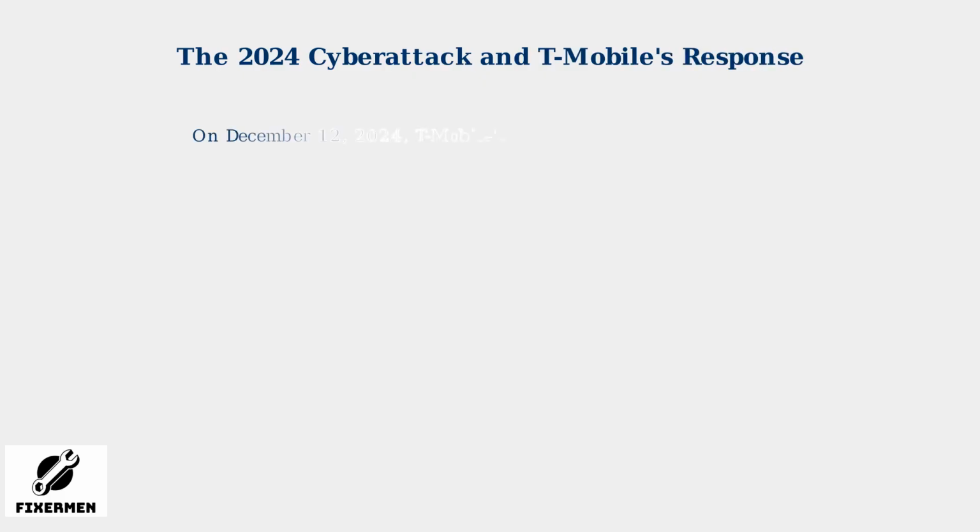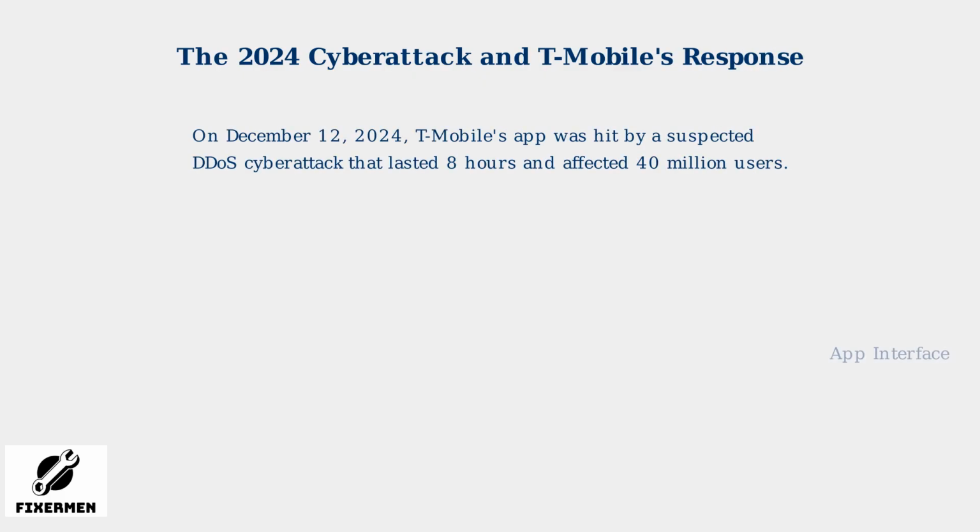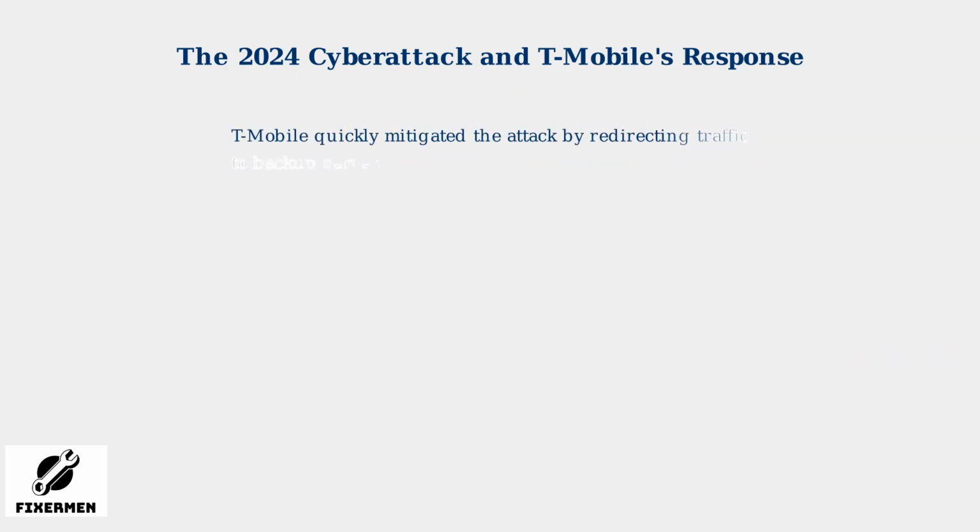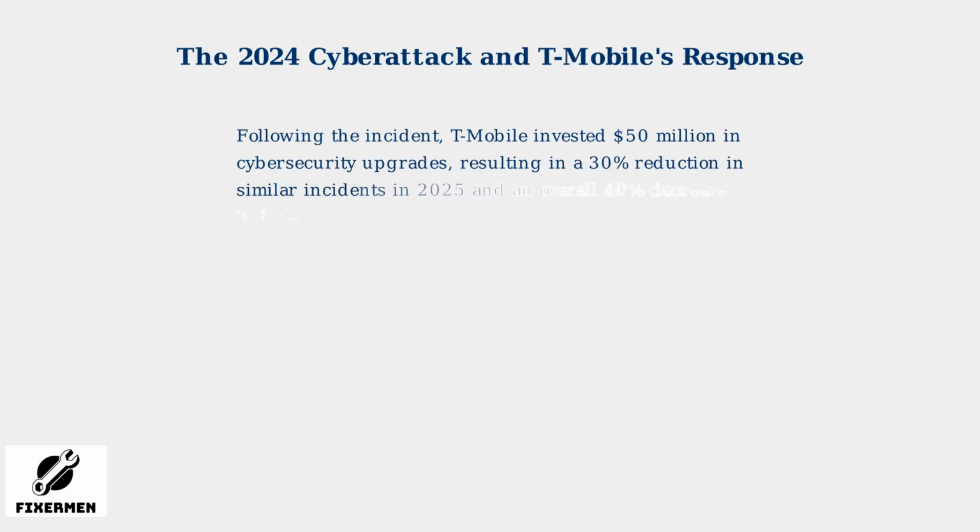On December 12th, 2024, T-Mobile's app was crippled by a suspected DDoS cyber attack. The attack lasted 8 hours and affected 40 million users nationwide, causing widespread service disruptions. T-Mobile quickly mitigated the issue by redirecting traffic to backup servers, which helped restore service and protect user data during the attack. Following the incident, T-Mobile invested $50 million in cybersecurity upgrades.